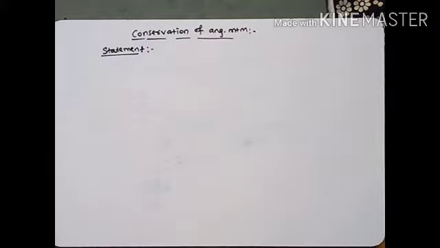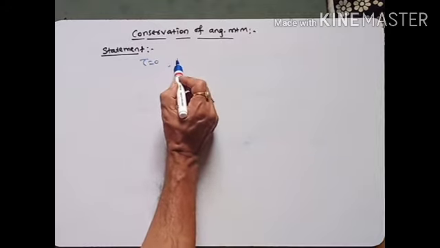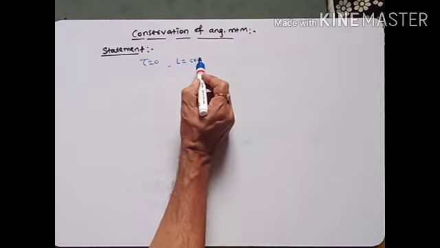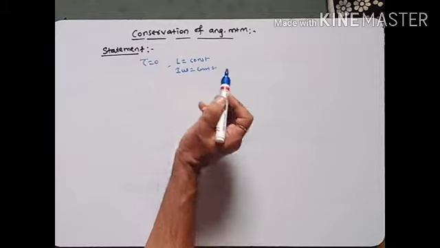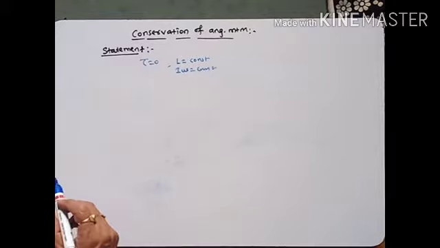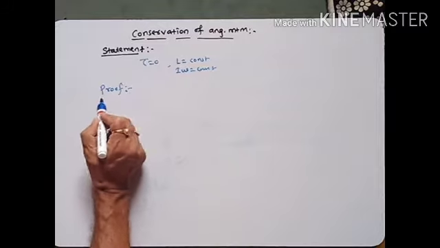When no external torque acts on the body, then angular momentum of the body is conserved. This is our statement. That means if tau is equal to 0, then L is equal to constant, or I omega is equal to constant. Now we have to prove this. Suppose we consider proof.